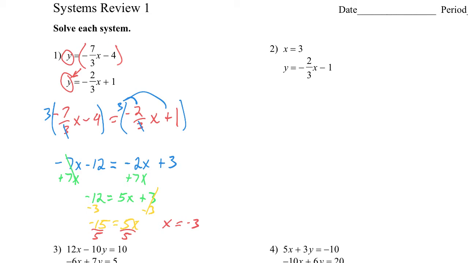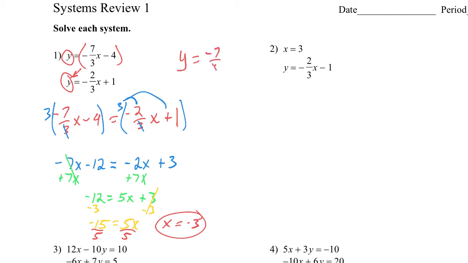And for each of these systems, we're talking about lines, we're talking about a coordinate grid, so we need an x and a y value. We need a point, need a coordinate. So once you got your x value, you plug that back in into the equation to find the y value. It doesn't matter which equation you use, I'm just going to pick the top one there.